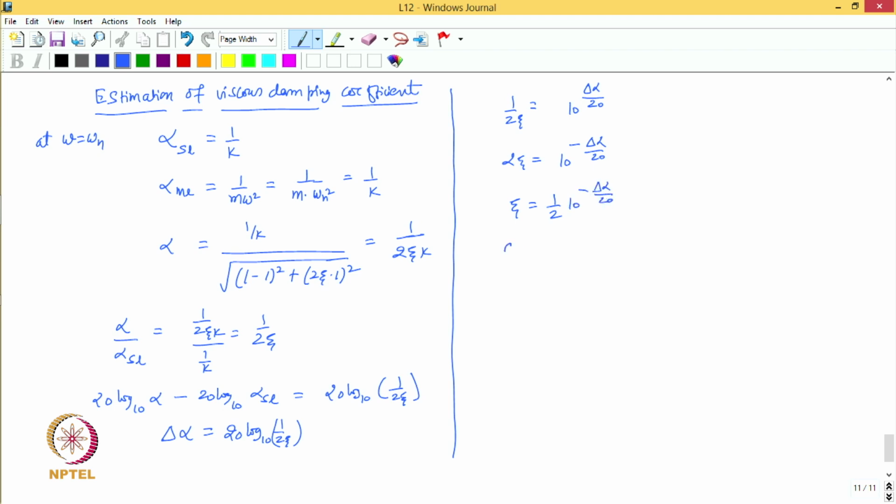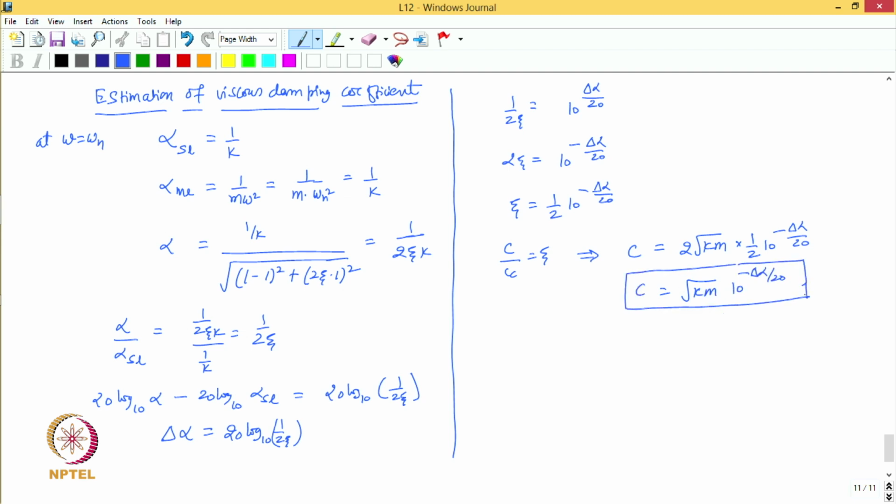And because we know that C upon Cc is equal to zeta, I basically get from here C as twice under root km into 1 upon 2 10 to the power minus delta alpha upon 20, which basically reduces to under root km into 10 to the power minus delta alpha upon 20. So, this is the expression we get for the viscous damping coefficient. Let us see now how you determine the delta alpha from the magnitude plot.